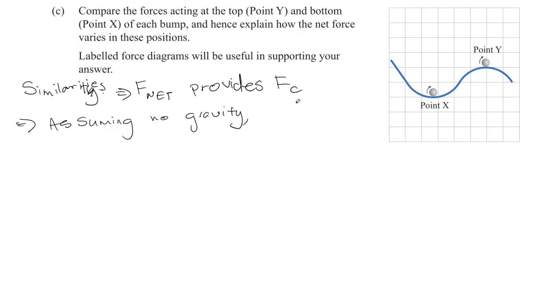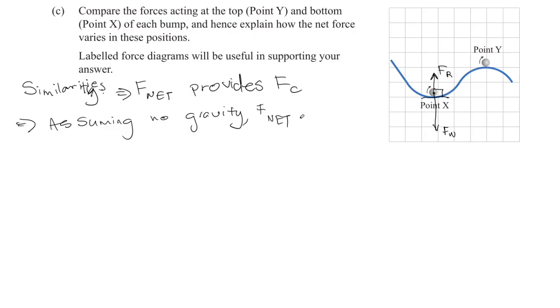And F net consists of two different components. It consists of the weight force, F weight, as well as the reaction force. This reaction force is called the normal force, and it's basically perpendicular, meaning that it creates a 90-degree angle to the surface that the ball is on. So this is the reaction force.